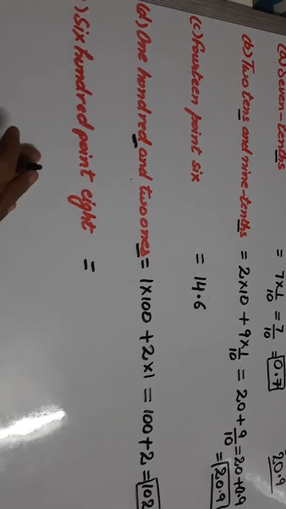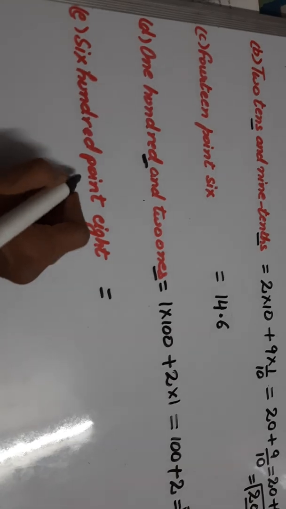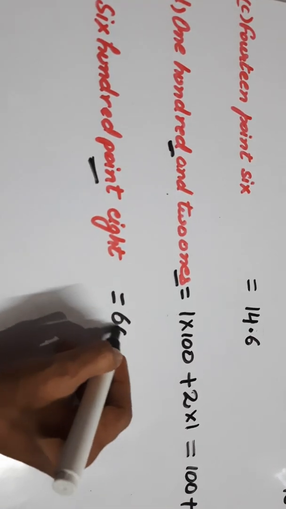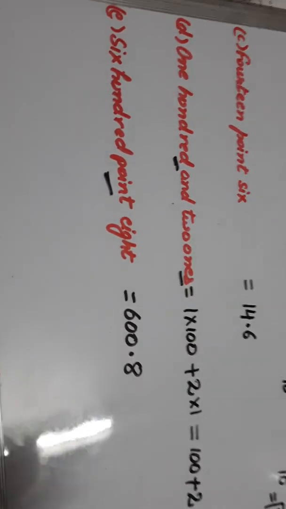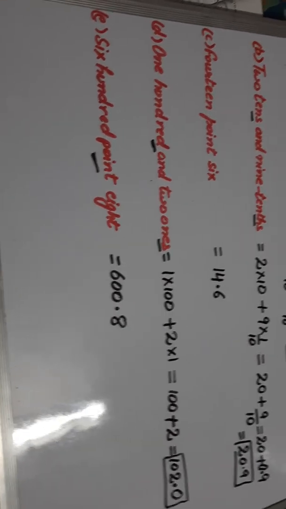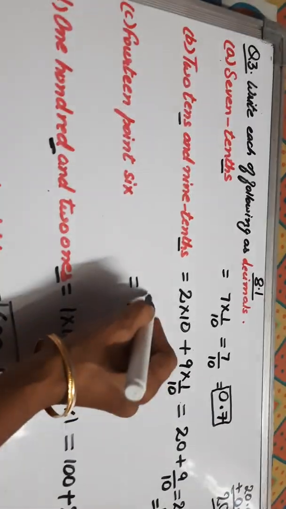Now next is E part, 600.8. Again direct wording is given to us, so we'll write 600.8. For this we can write it in the direct form. So I hope it is clear to you. The question is absolutely clear to you.